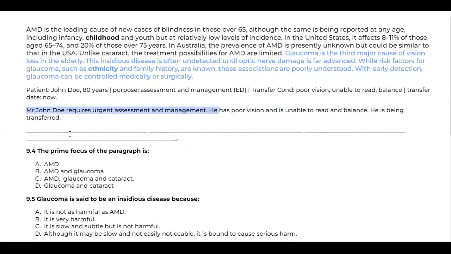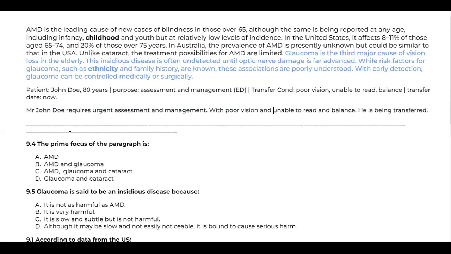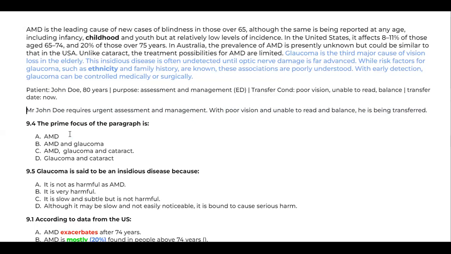I can show you how to do this one: with poor vision and unable to read and balance, he is being transferred. See, this is the best example. When using two "and"s in one sentence, is there any limitation, sir? "And unable to read and balance." No, this is completely fine.